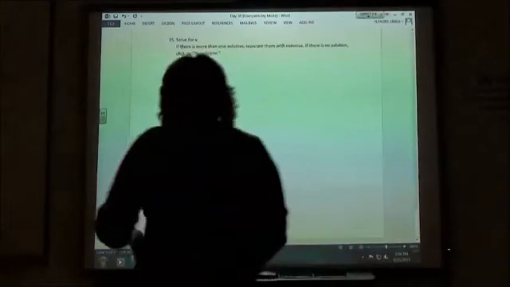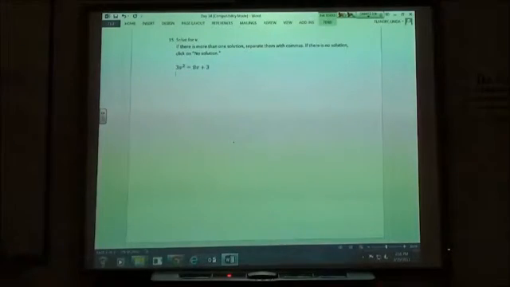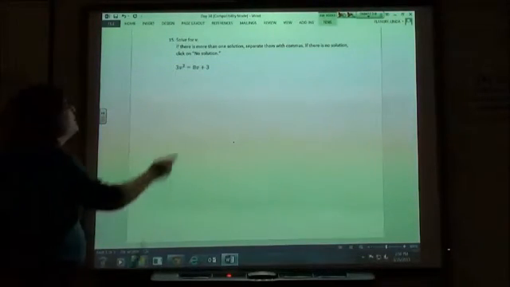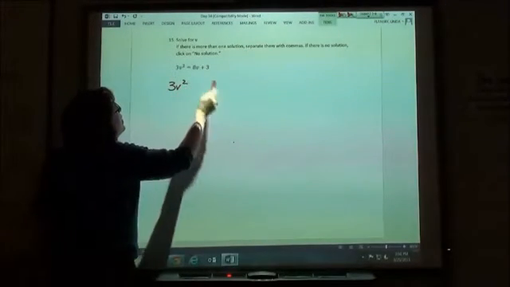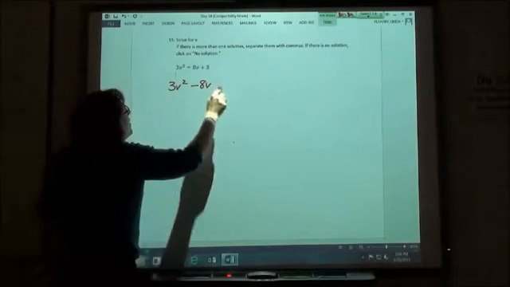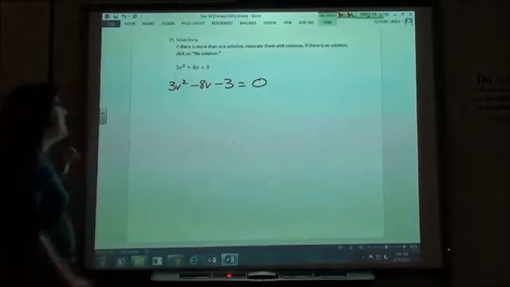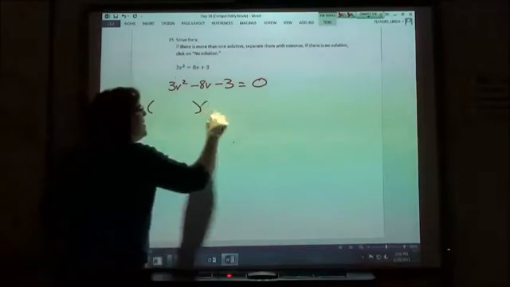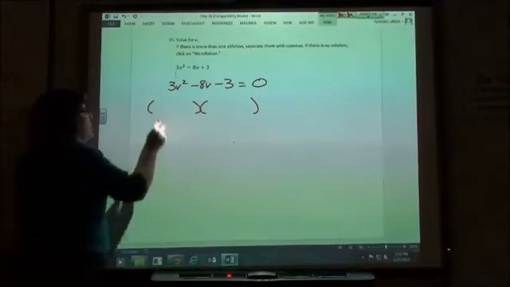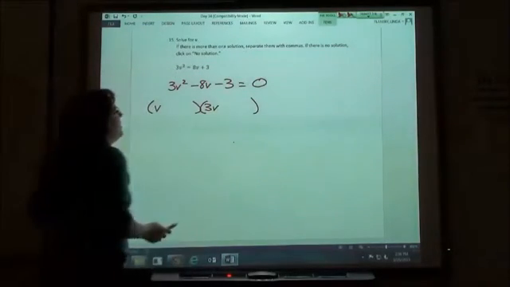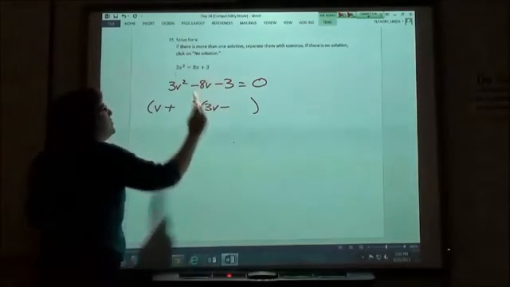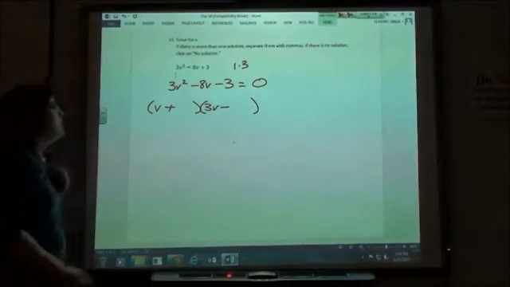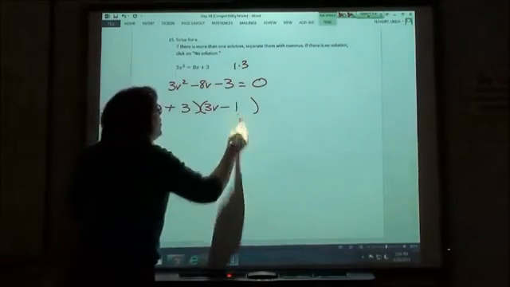All right. So number 15 says solve for v. If there is more than one solution, separate them with commas. If there's no solution, click on no solution. It's a quadratic expression. We need to set it equal to 0. So 3v squared. We've got to minus the 8v to move it over, and minus the 3, and it's going to equal 0. So I need to solve that by factoring. Factors of 3v squared, v times 3v. My signs, since the end is negative, I've got 1 plus and 1 minus, and the factors of 3, 1 times 3.